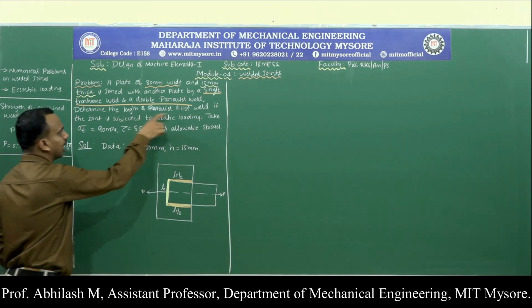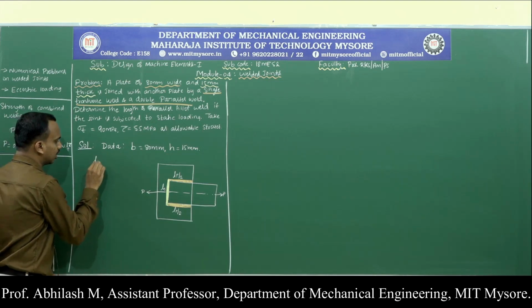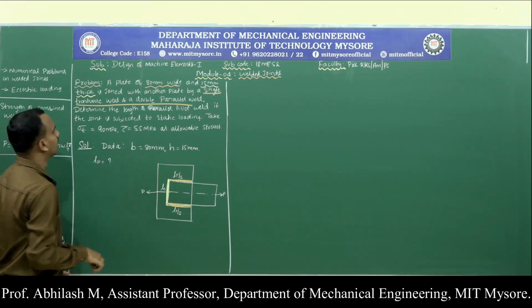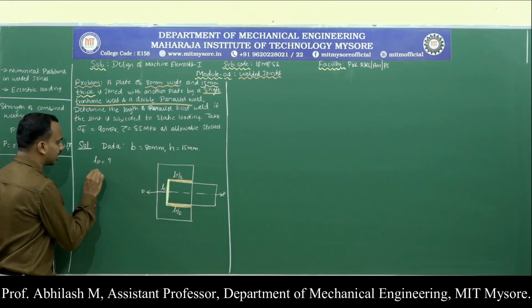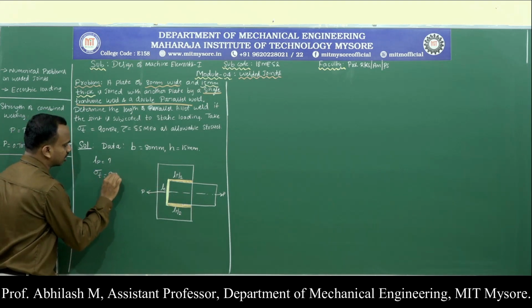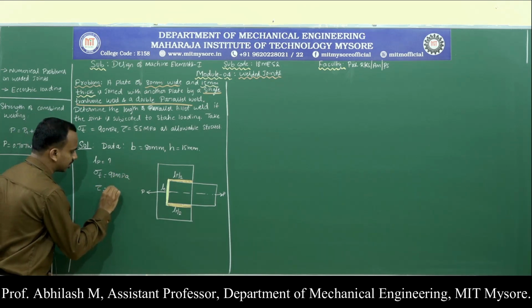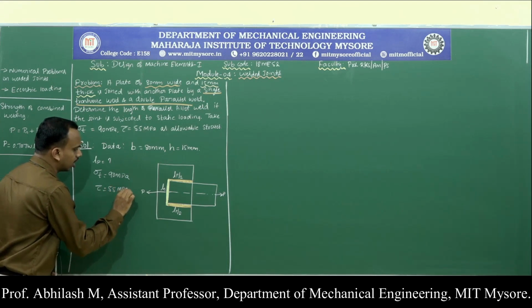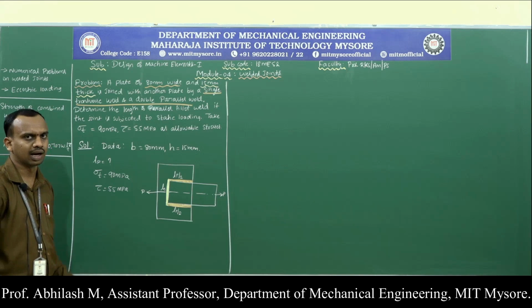So determine the length of the parallel fillet weld. We are supposed to calculate the length of the parallel fillet weld if the joint is subjected to static loading, taking sigma t is equal to 90 megapascal as well as the shear stress is equal to 55 megapascal. So we are supposed to calculate the length of the parallel weld.